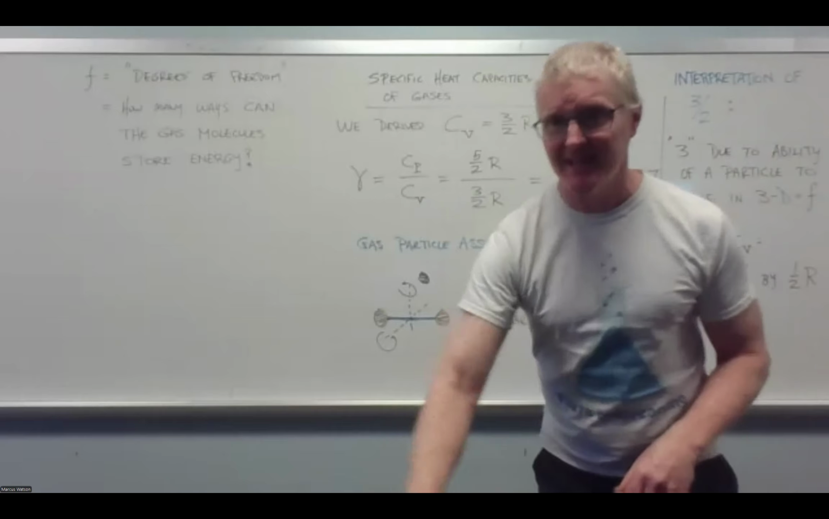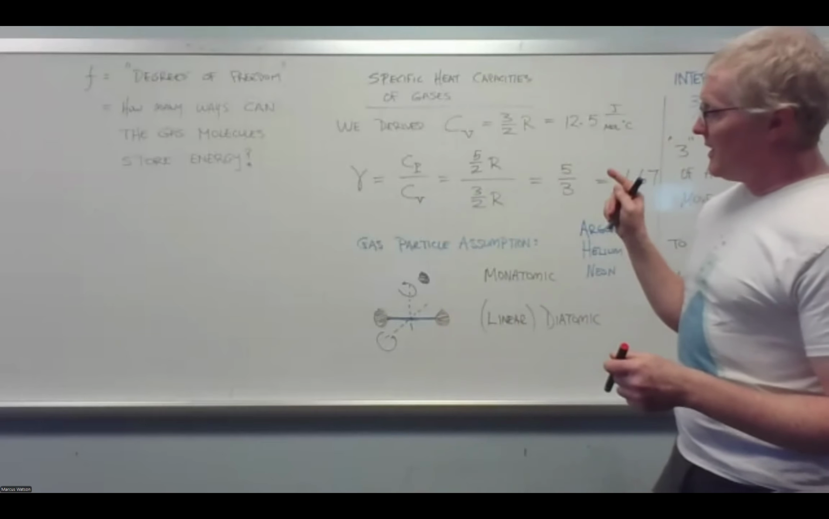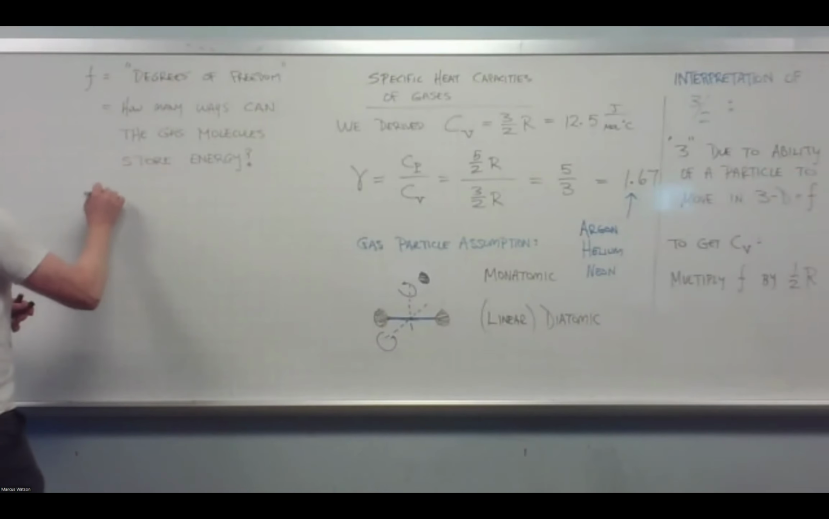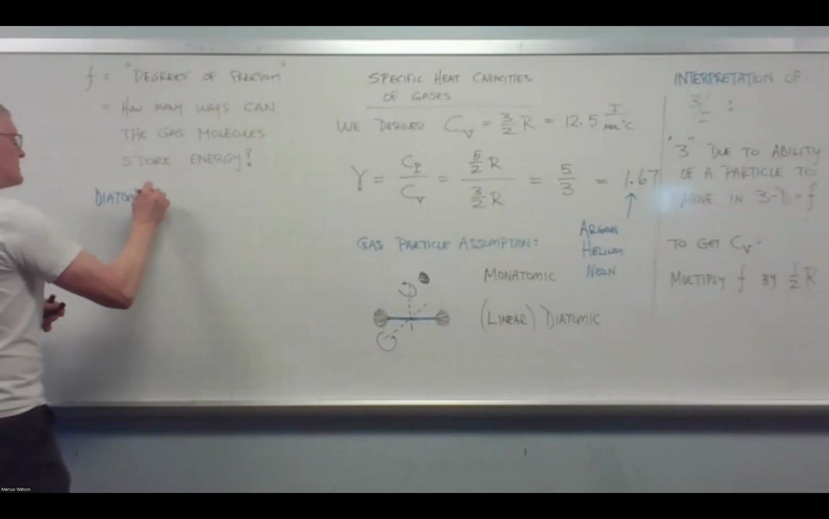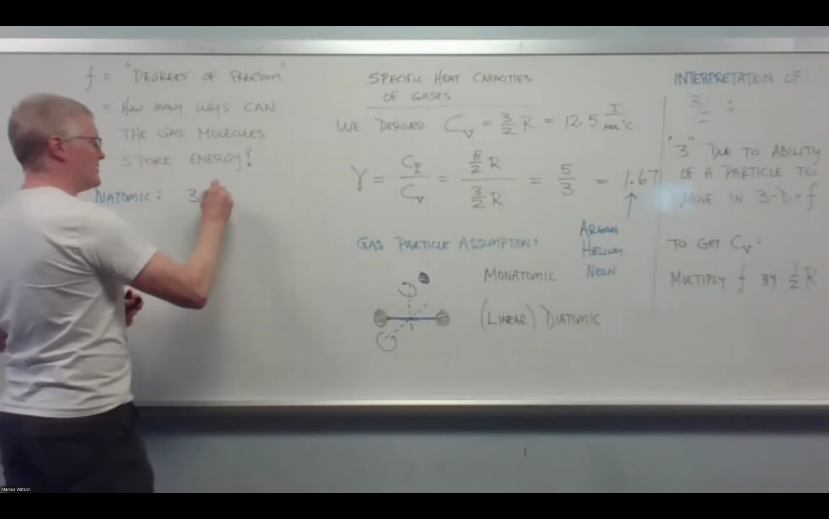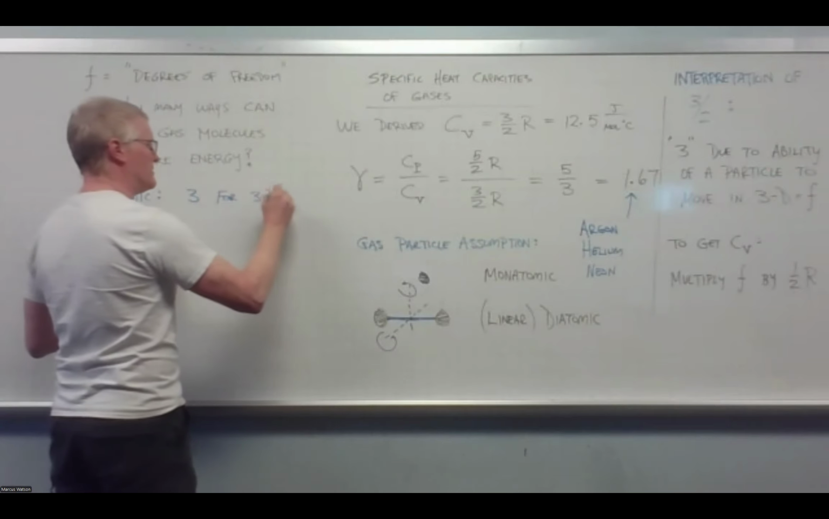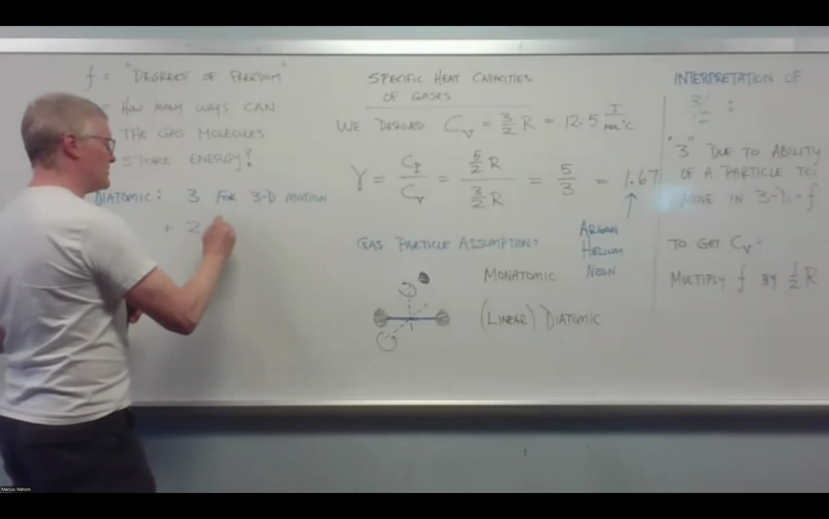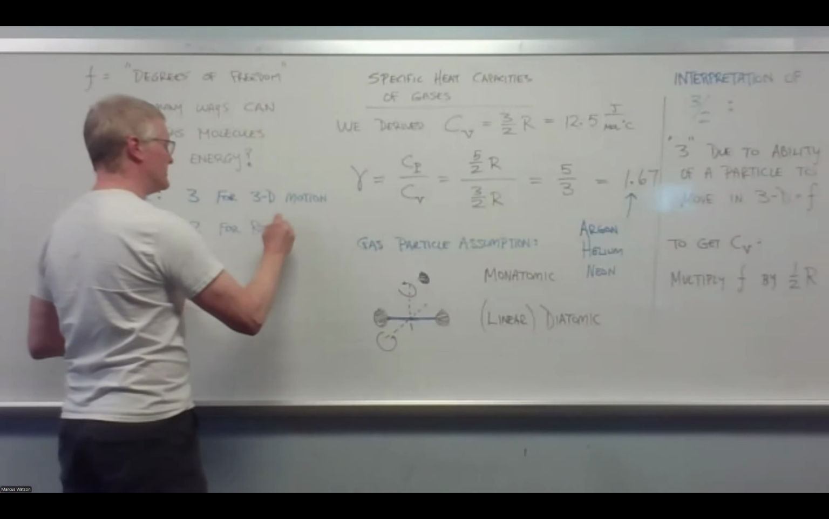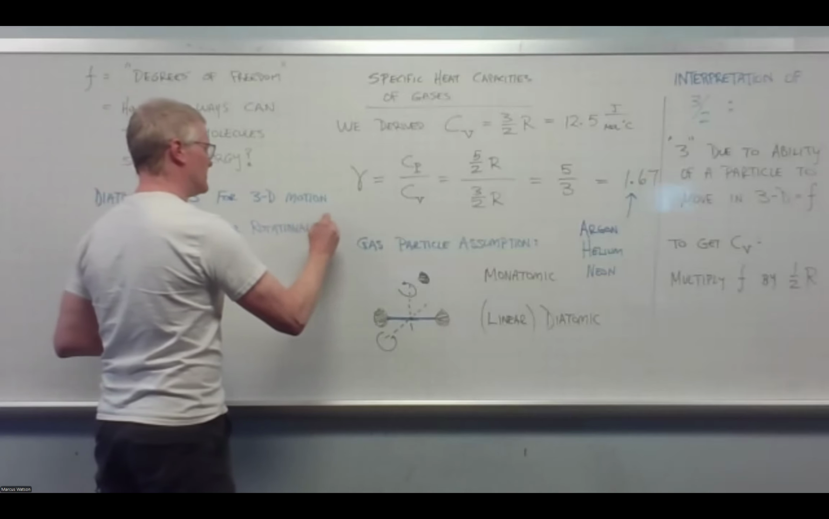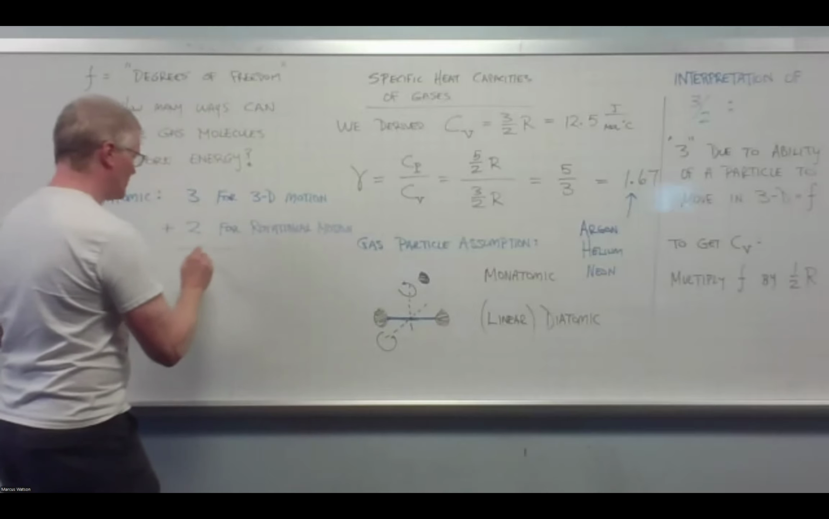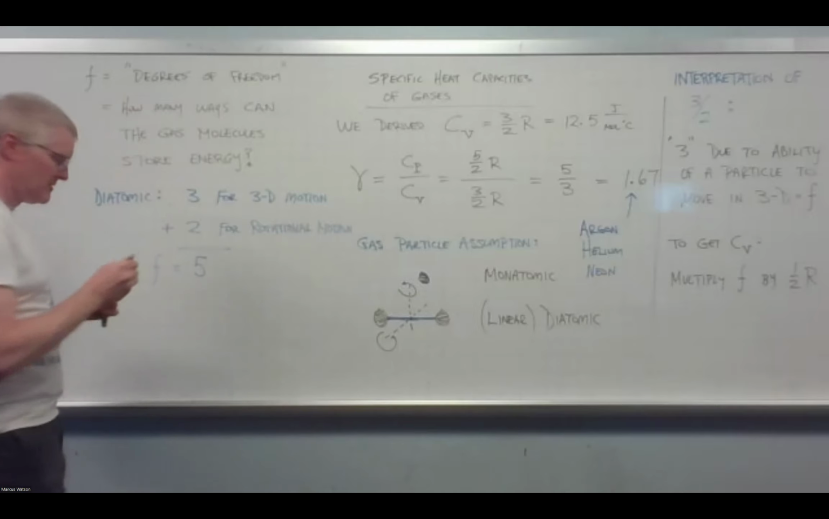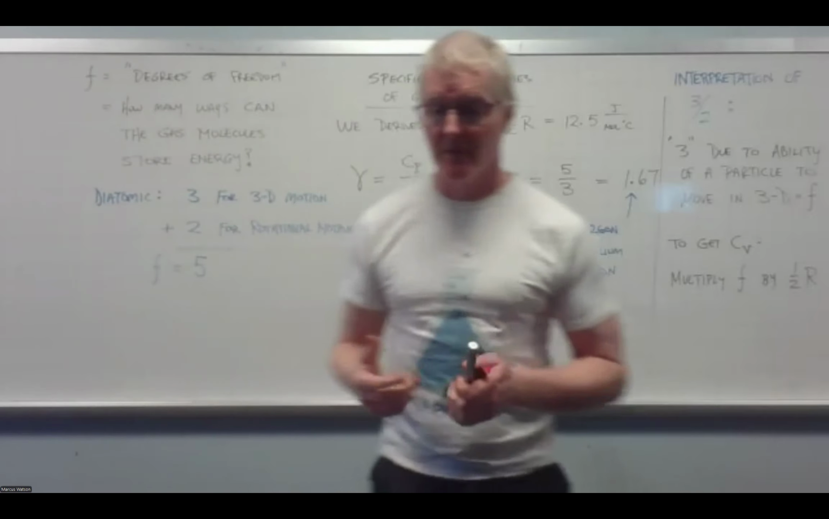Okay, so let's say, well, wait a minute. I've got the three motional ones for the diatomic molecule: three for 3D motion plus two for rotational motion. So my total should be 5. My F should equal 5 for a diatomic molecule. All right.